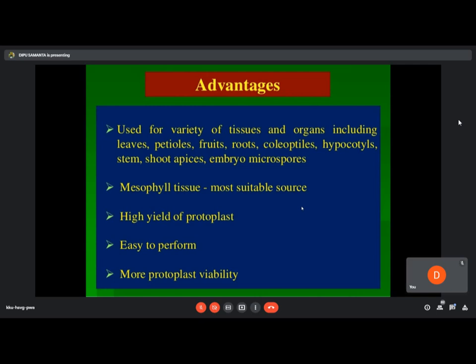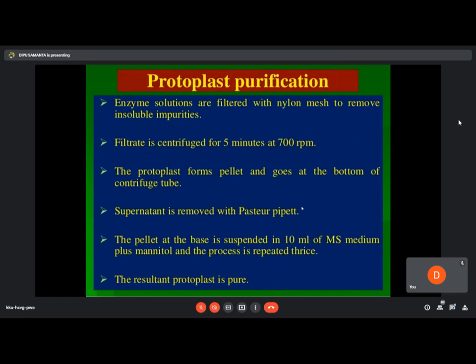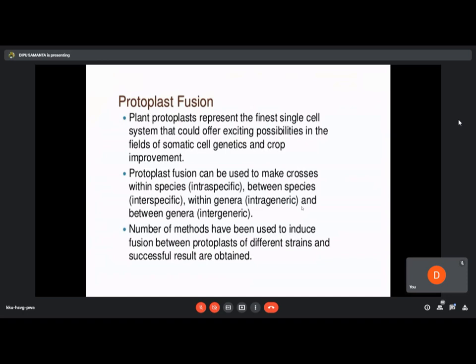Now, protoplast purification is a prerequisite for protoplast culture. After isolation, protoplasts are purified by the centrifugation method, and are maintained in mannitol solution, which is the osmoticum. Now coming to protoplast fusion: fusion can be within the species, that is intraspecific, between species, that is interspecific, and within genus or between genera, that is intrageneric or intergeneric. A number of methods for protoplast fusion are there. Now I am going to the different methods of protoplast fusion.